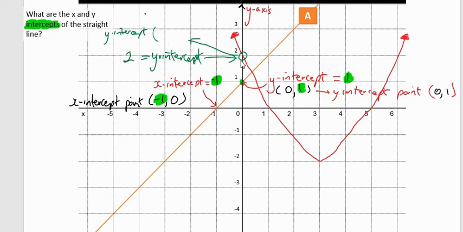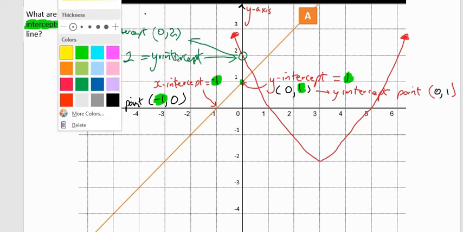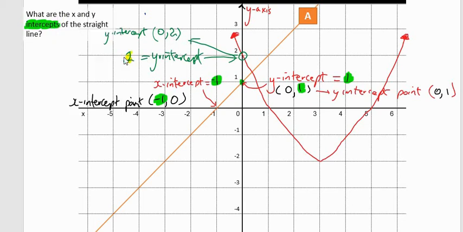The y-intercept point of this graph. Think about it first. It's 0, and 2. I remember there's a relationship between the intercept point and the intercept. They're the same value, right? The y coordinate of the y-intercept point is called the y-intercept. Remember that?